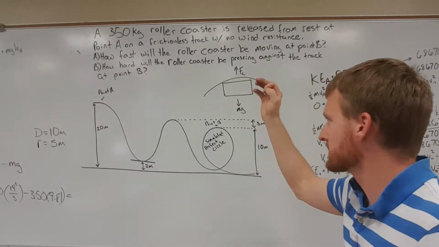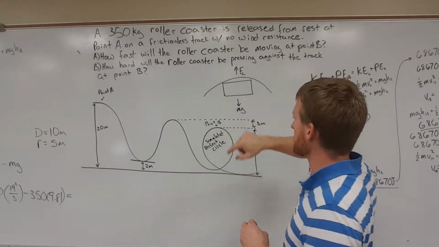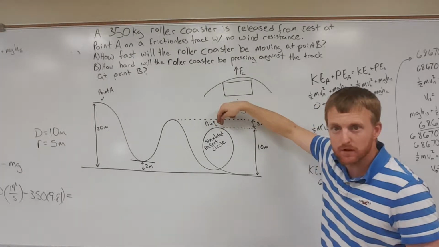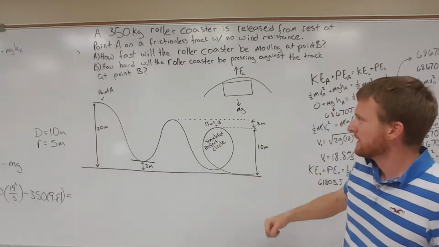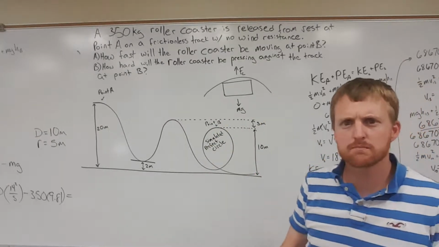So on this roller coaster, we want to know how fast will the roller coaster be at point B, right here, the top of the loop of its track. And we'll get into the second question after we solve that. So how do we begin doing this?